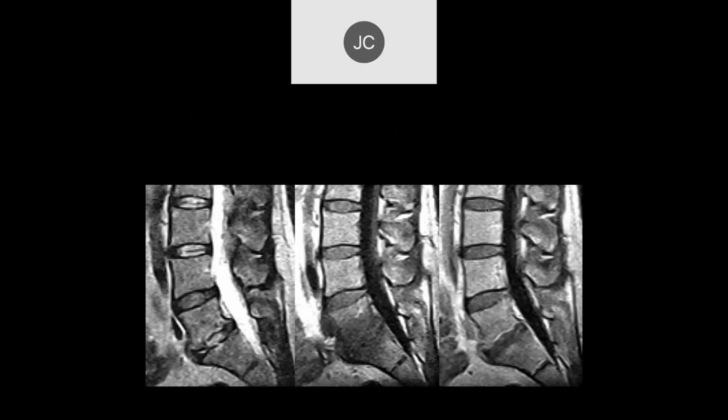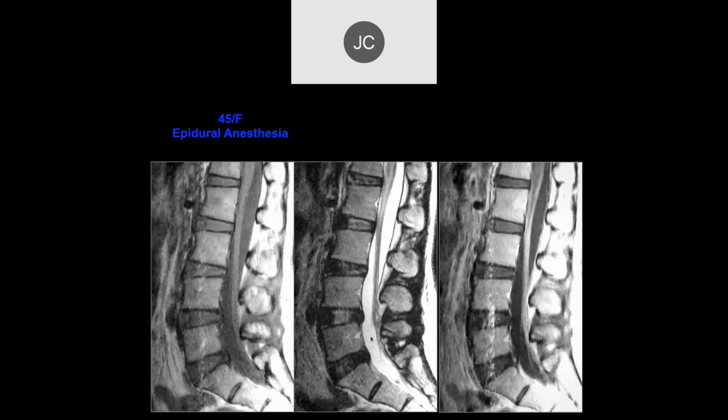Here, I'll take this one. So here at T2, we see the end plates, but edema within the disc. On the T1, the end plates are gone with loss of the fat signal on either side. So this is pretty characteristic of disc infection or discitis, like we talked about before. And this is someone who developed an infection of the disc after surgery.